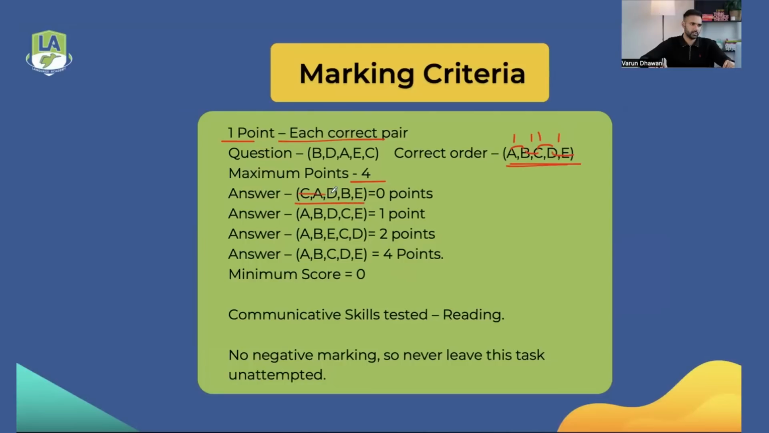CA is not a pair, AD is not a pair, DB is not a pair, B is not a pair. You will not get any points, even though E is the last sentence here and here, but there's no pair, so you don't get any points for this.